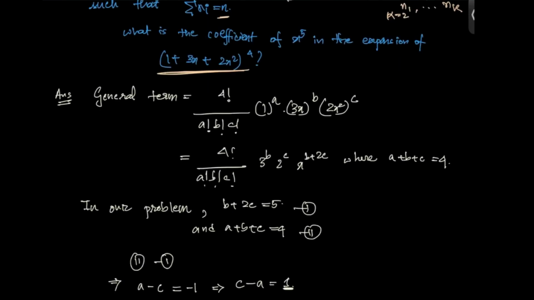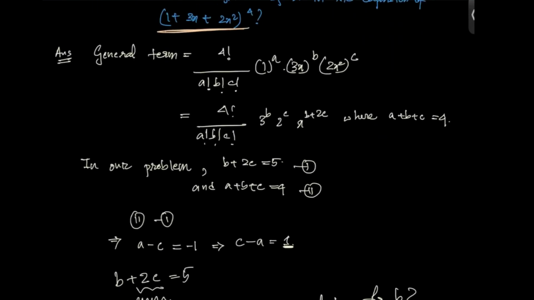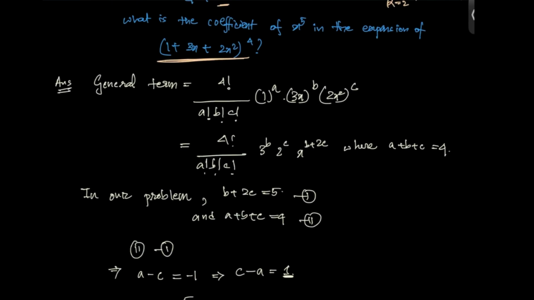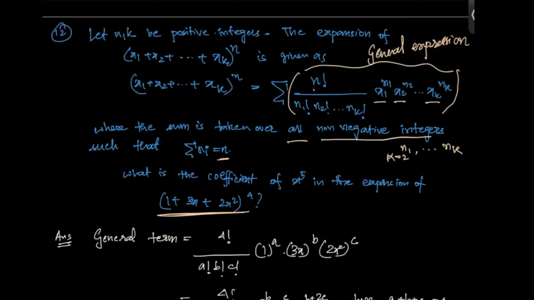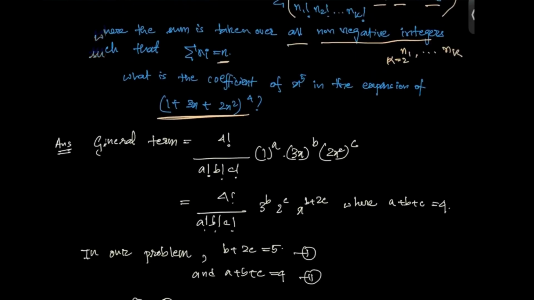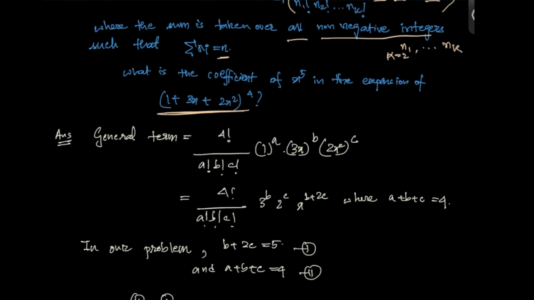Going along, we need to see what the general term looks like for this specific expression. First note that the power n goes to the numerator like it always does. So it's 4 factorial divided by a factorial, b factorial, c factorial, which are all non-negative integers that add up to 4, and each of the terms is raised to power a, power b, and power c. So we have 1 to the power a, which is nothing, (3x) to the power b and (2x squared) to the power c. Let's simplify this. This part remains the same. We bring 3 out and 2 out to get 3 to the power b and 2 to the power c, and we get x to the power b plus 2c.